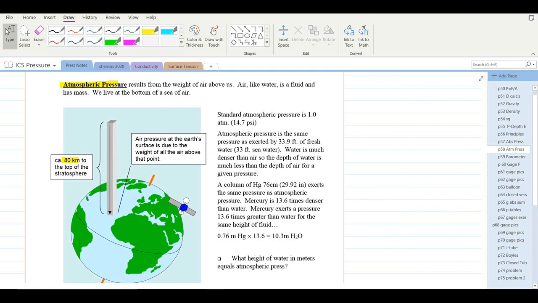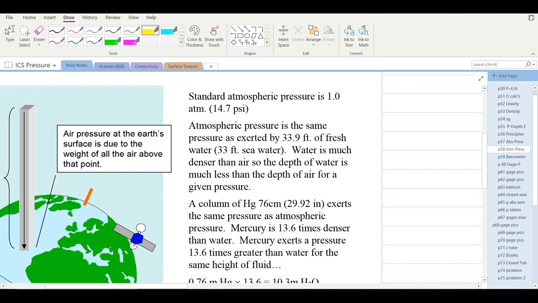It exerts pressure. So standard atmospheric pressure is defined as 1 atmosphere. And that's approximately what we'd measure at sea level, but of course it varies with the weather. But the standard value is 1 atmosphere, which is equivalent to 14.7 PSI. That's the same pressure that would be exerted by 33.9 feet of fresh water.